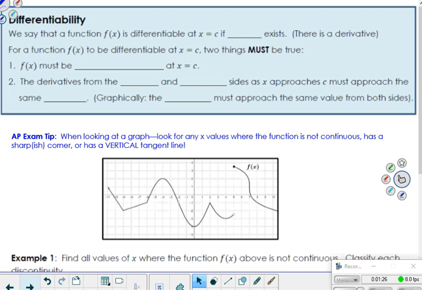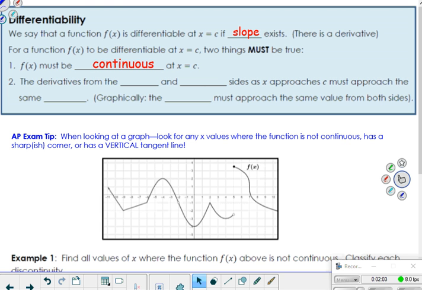Differentiability. Sounds like a made-up word, doesn't it? We do that a little bit in math. So we say that a function is differentiable at x equals c if the slope exists, meaning there's a derivative there. For a function f of x to be differentiable at some point, x equals c, then two things must be true. F of x must be continuous at x equals c, so no jumps, holes, vertical asymptotes, those ideas.